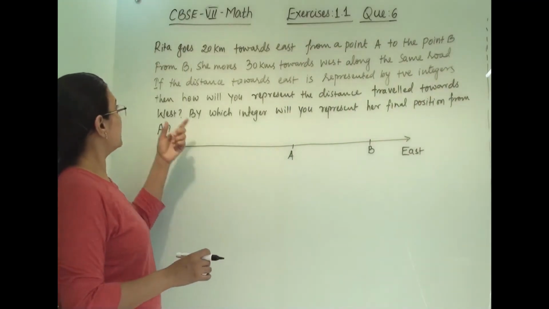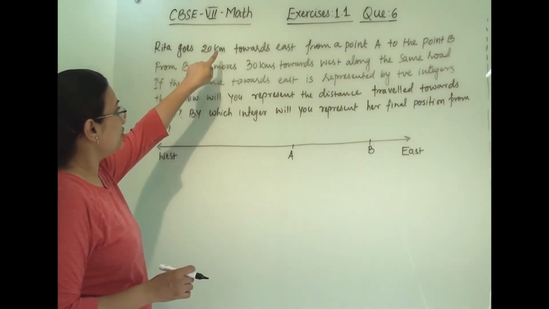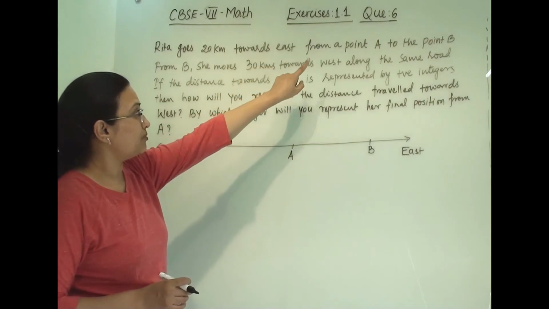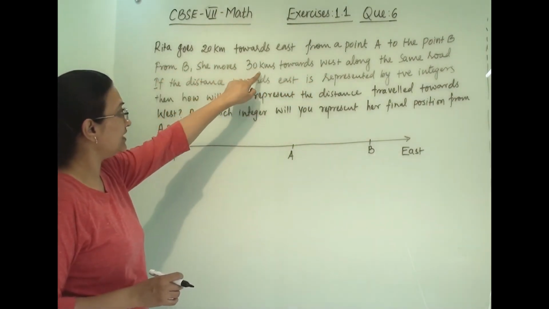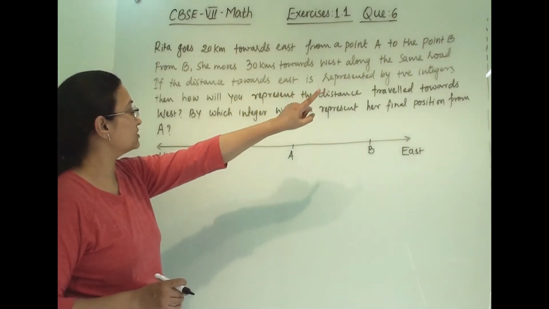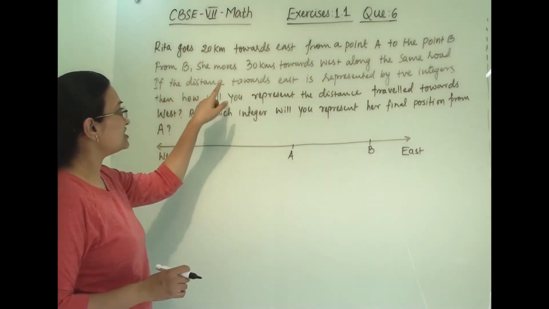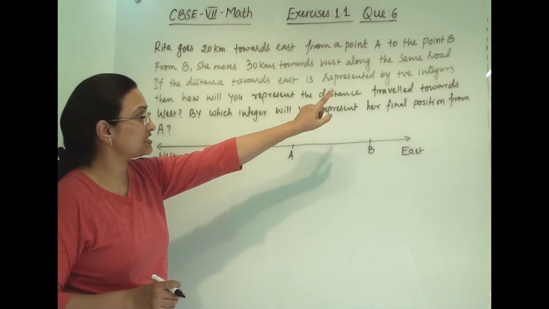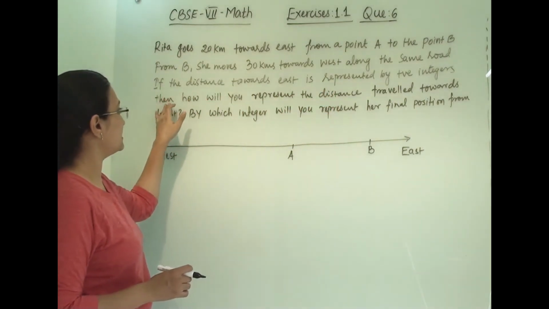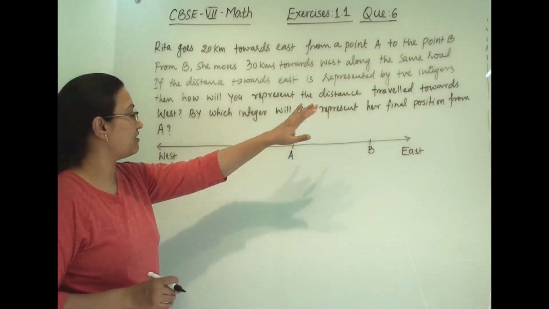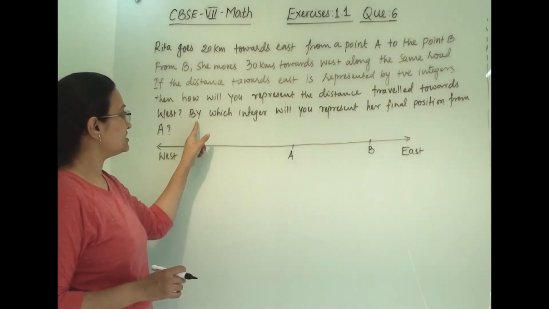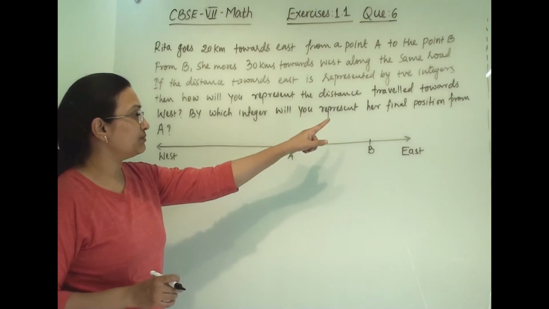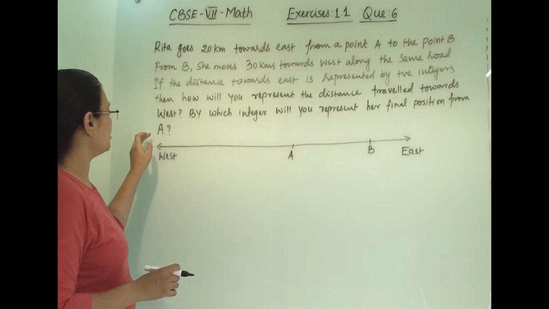Question number 6. Rita goes 20 km towards east from a point A to B. From B, she moves 30 km towards west along the same road. If distance towards east is represented by positive integers, then how will you represent the distance traveled towards west? This is the first question. The second question is, by which integer will you represent her final position from A?